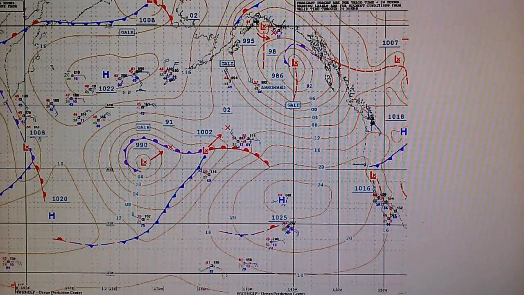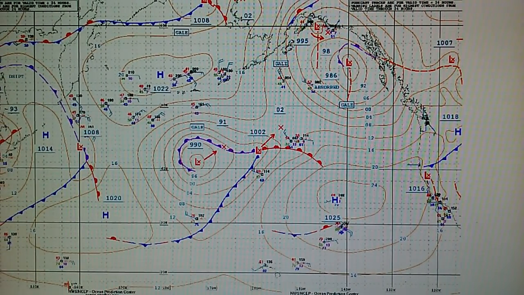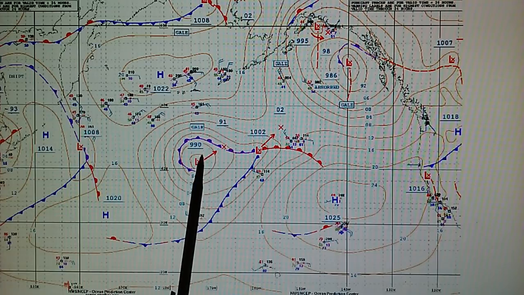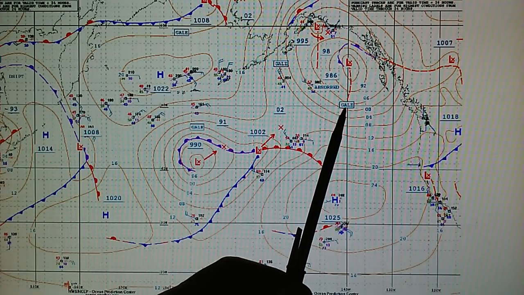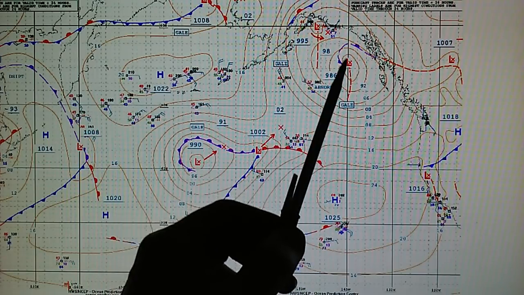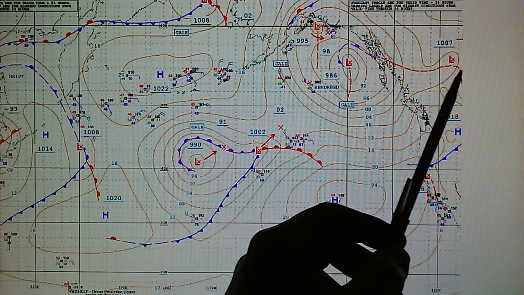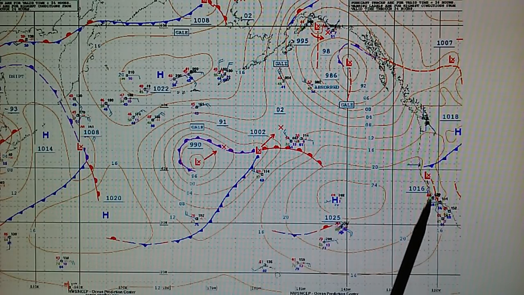Okay, let's take a look here at the surface analysis map. We can see high pressure depicted in the map right here, which is going to block this gale force system out in the middle of the Pacific. We have a gale force system up here in the Gulf of Alaska. We've got actually two lows up here and a giant trough indicated over Canada. We've got a low right up over Northern California with a trough shown.